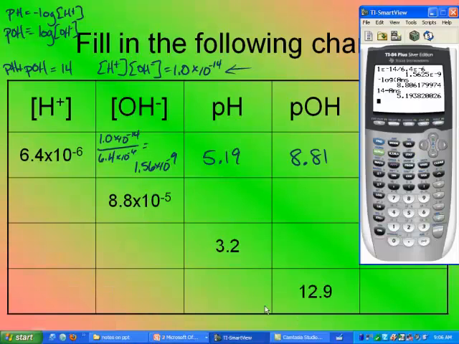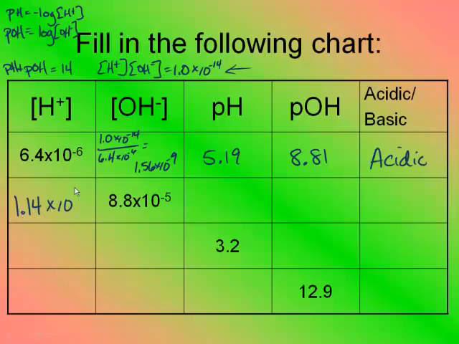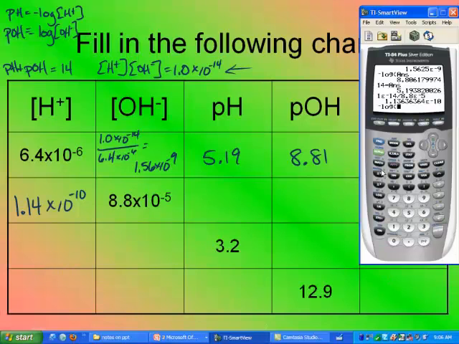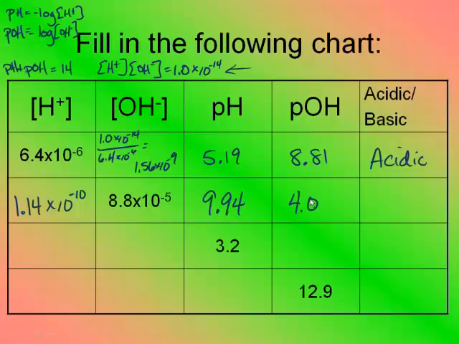Let's do the next one. So I've got to solve for the H plus concentration from the OH minus, so I'm going to take 1 E minus 14 and divide by 8.8 E minus 5, and I get 1.14 times 10 to the minus 10th. Okay, so again, since that number is sitting in my calculator right now, I'm going to just go negative log second answer, and I get 9.94, and 14 minus 9.94 is 4.056. So I get 9.94 and 4.06. This is a number that's greater than 7, so therefore it must be basic.